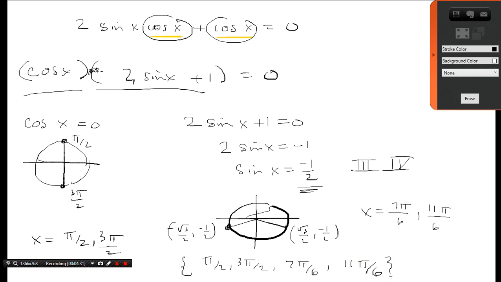To find the primary solutions is really easy. All you got to do is use all the algebraic solving tools you've had in the past, and you should be ready to rock and roll. Let's try another one. Okay.